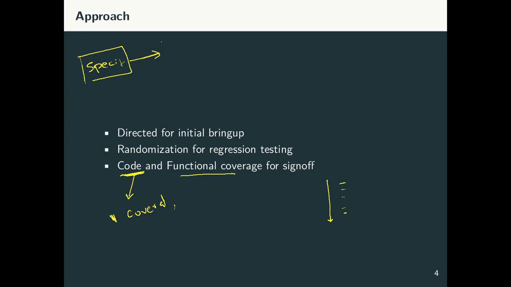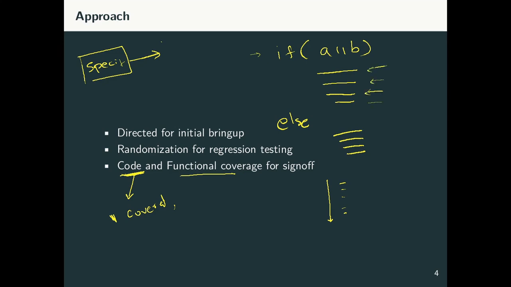So when we are speaking of code coverage, there are a few parts over here. For example, if we have some code, let us say if A or B, and then a few lines of code, else a few lines of code. So if I look at it as just statements, then I need to ensure that during my verification, each and every one of these lines of code has executed at least once. So ensuring that each and every line of code has executed is called statement coverage.